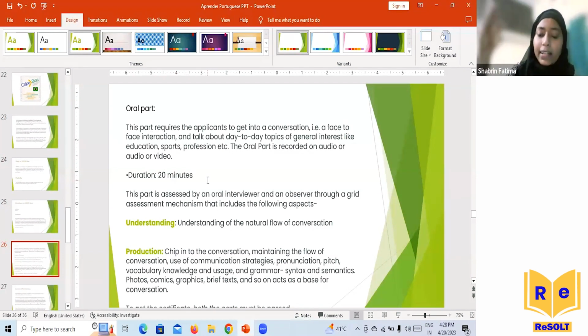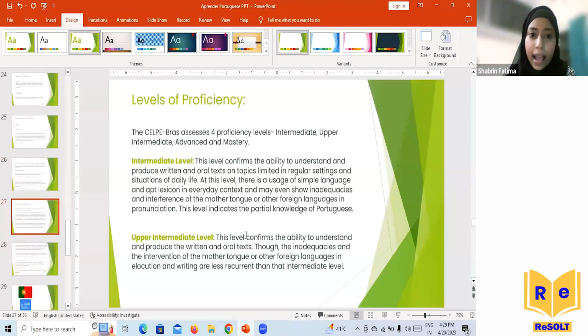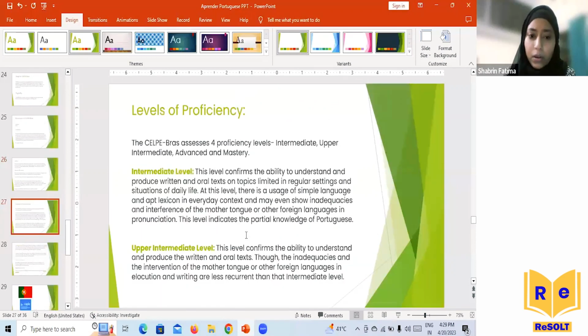Okay, apart from writing, we have the oral part as well in this exam. The duration of this is 20 minutes. So they will check your understanding, pronunciation, and all this. They need to check your proficiency. So what are the proficiency levels in Brazilian Portuguese?